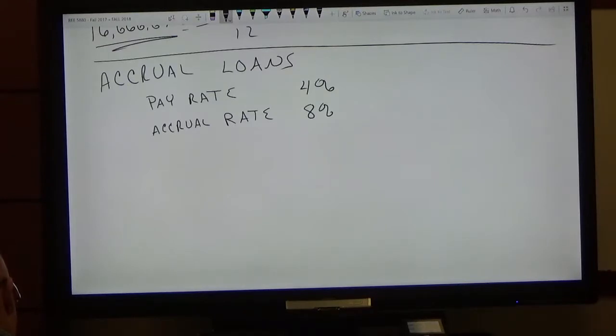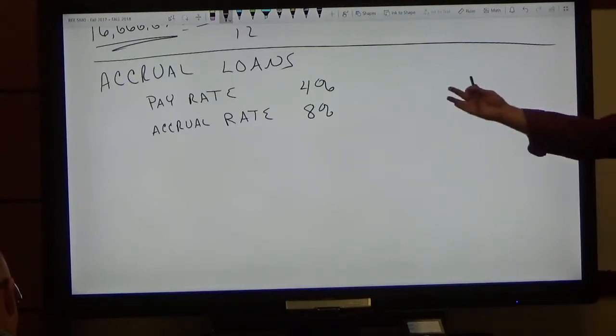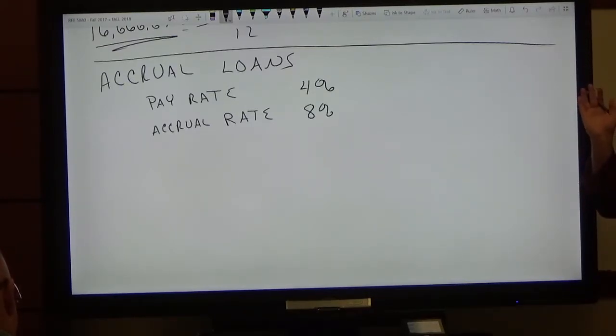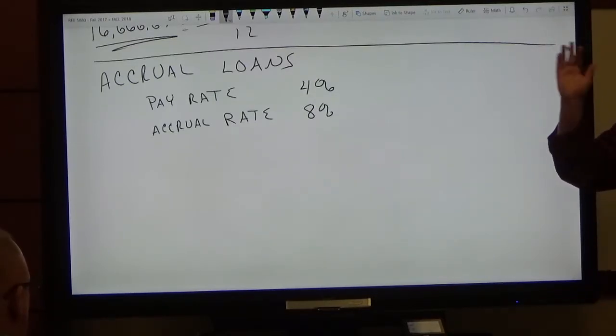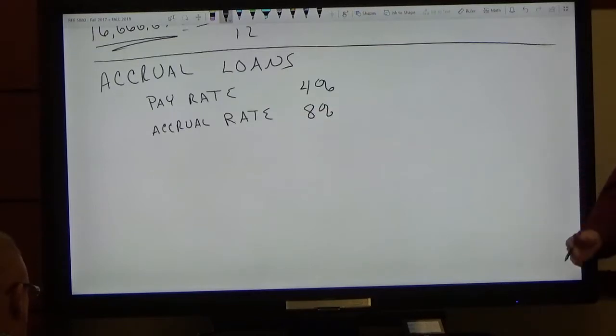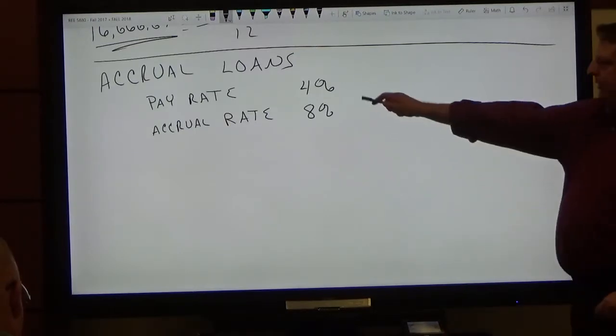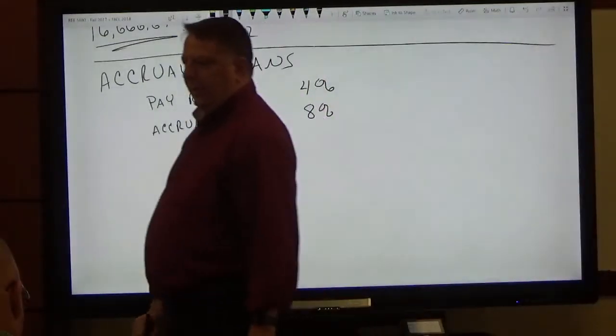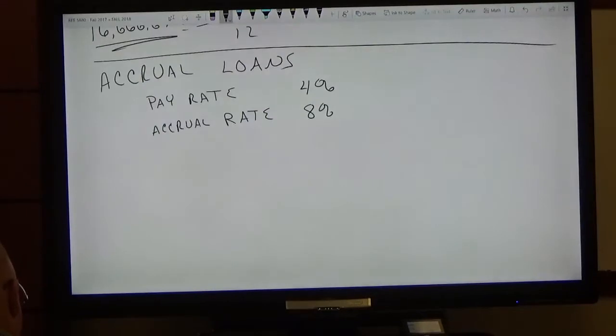But the lender does this because it looks like a sweetheart deal to you as the customer, because they're telling you, oh, you're going to be paying 4%, but the reality is you're really being charged 8%. Thus the reason for the term accrual. All right. One more way for the lender to take advantage of people. So, how would we do this?